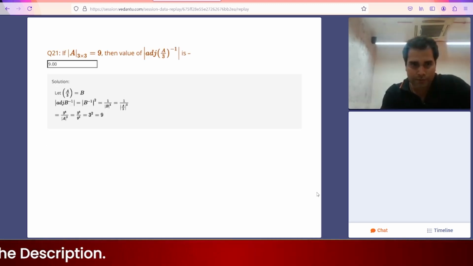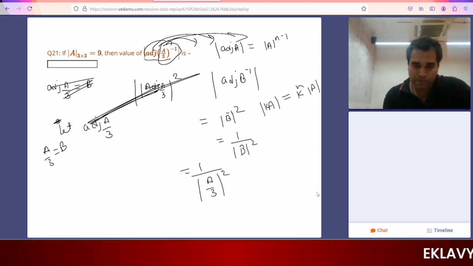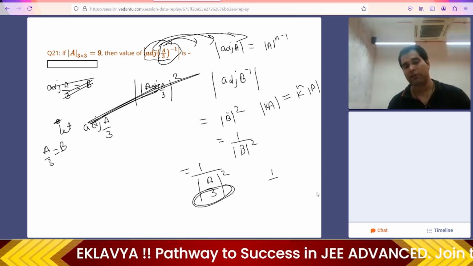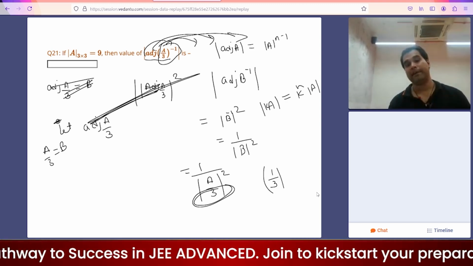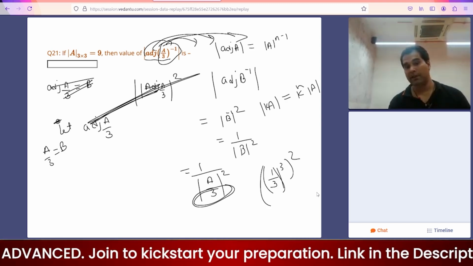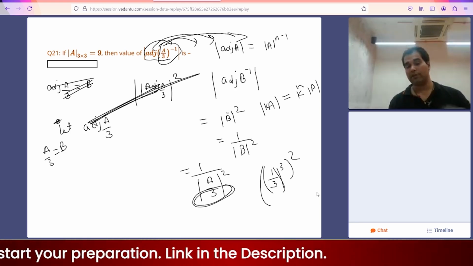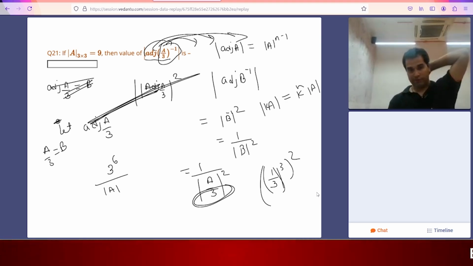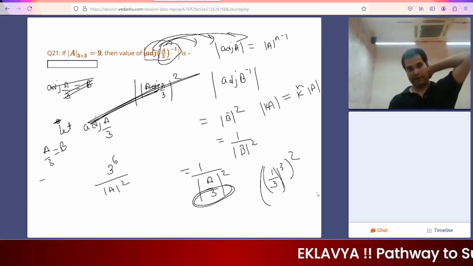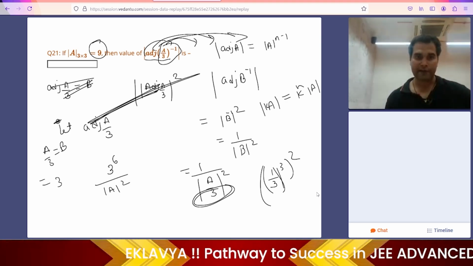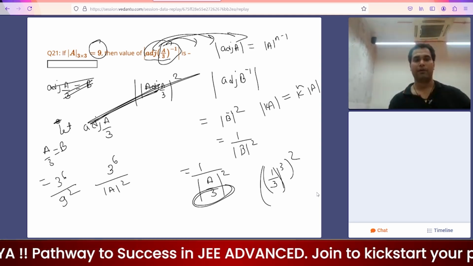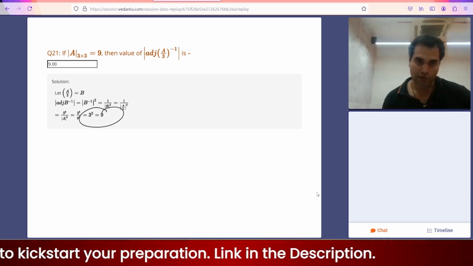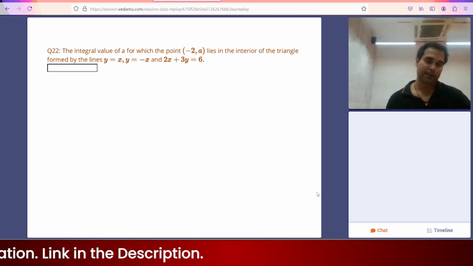Here we will see the option. This is a square. Now 1 by 3 is a constant term, so 1 by 3 to the power 3, and this is squared, which means 1 by 3 to the power 6, that is 3 to the power 6 upon determinant of A square. Determinant of A is 9, so 3 to the power 6 by 9 square. This can be solved: 3 square is 9, which is the correct option.